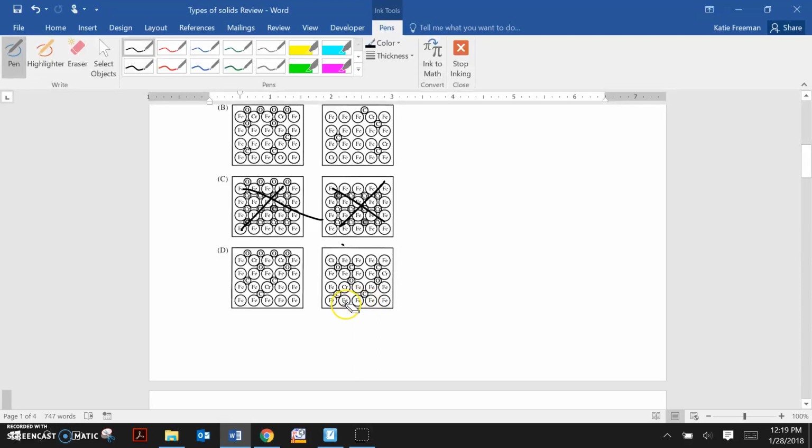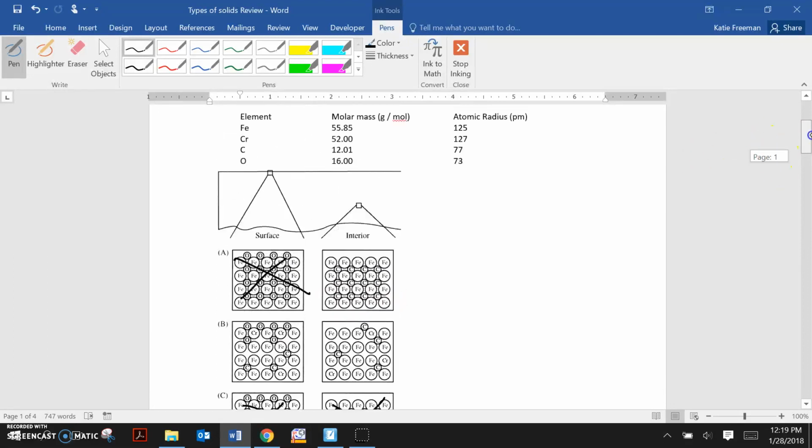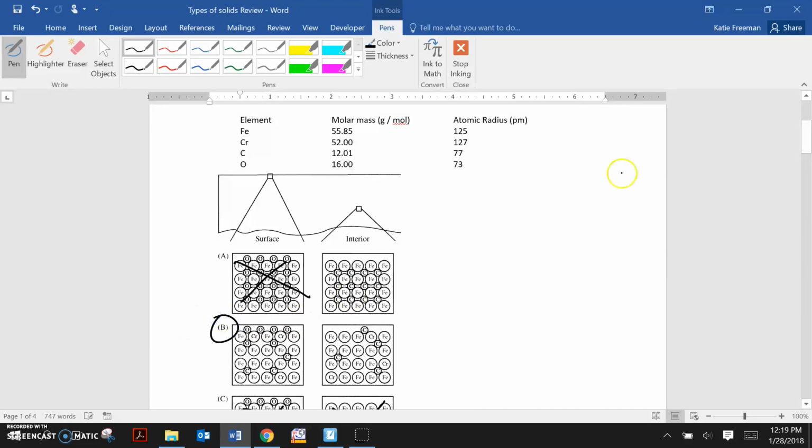That's not going to happen. Remember, what we're trying to do is get the chromium and oxygen to bond on the surface level, not have oxygen in the center. So we're going to go ahead and rule it out for that reason alone. Okay, so what that means is our best answer is actually this B right here.